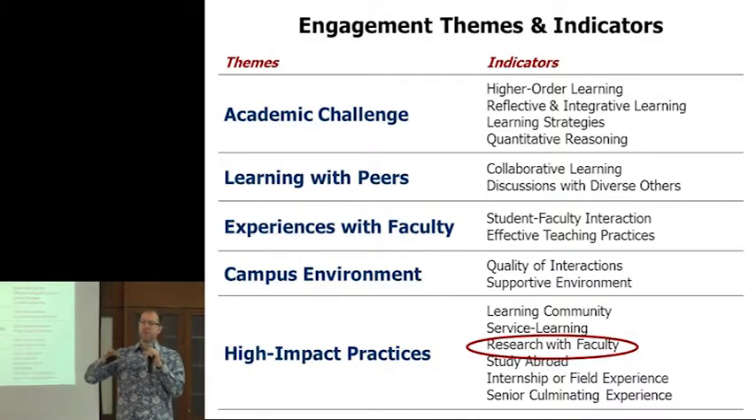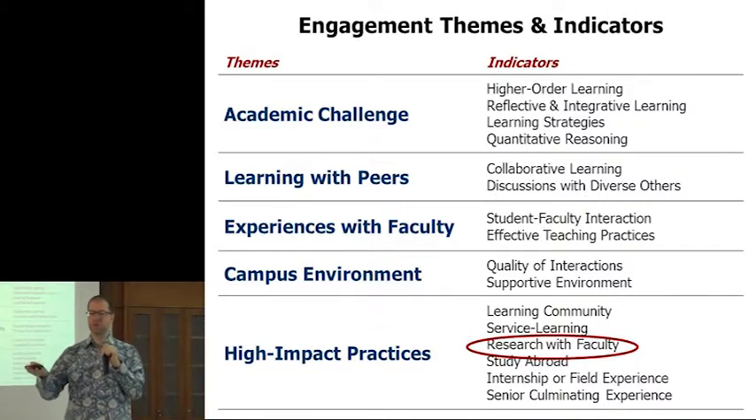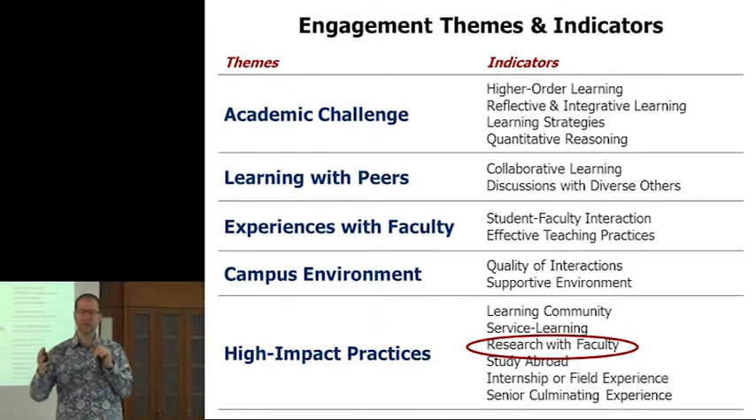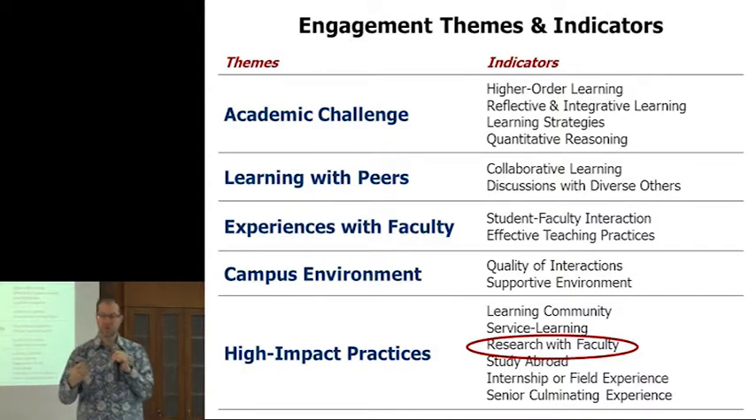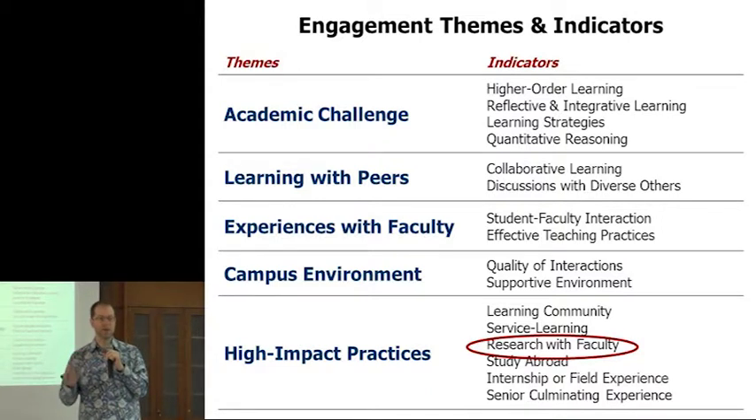We break the survey down to help people understand what's there into different measures, and those measures are collected into themes. So there are 5 themes: academic challenge, learning with peers, experiences with faculty, campus environment, and high impact practices. 5 themes with multiple measures under each theme. And those multiple measures we call indicators.